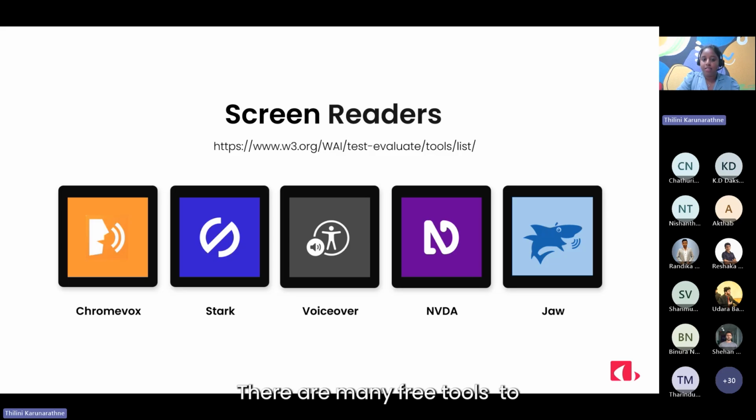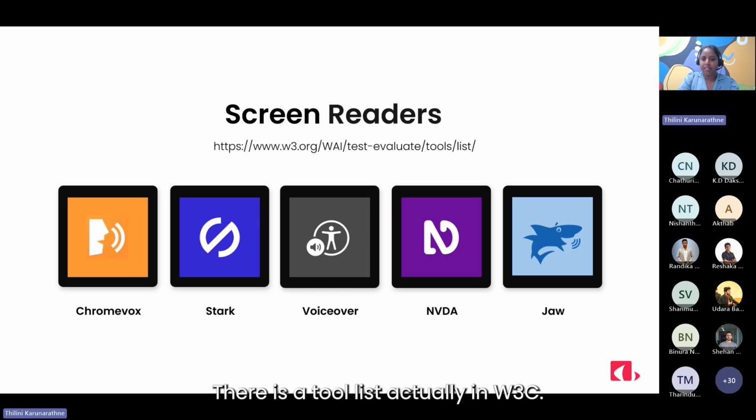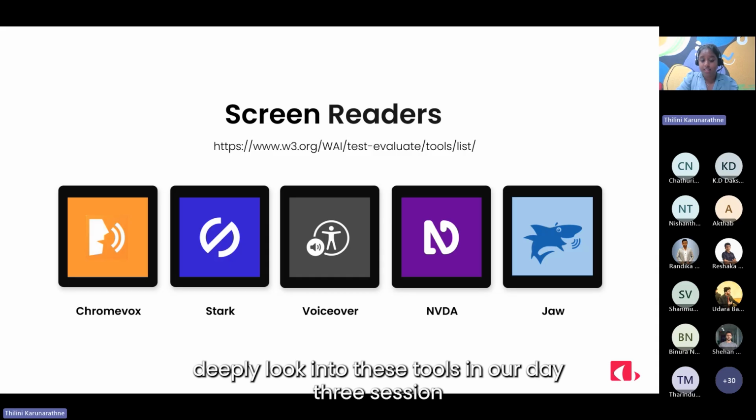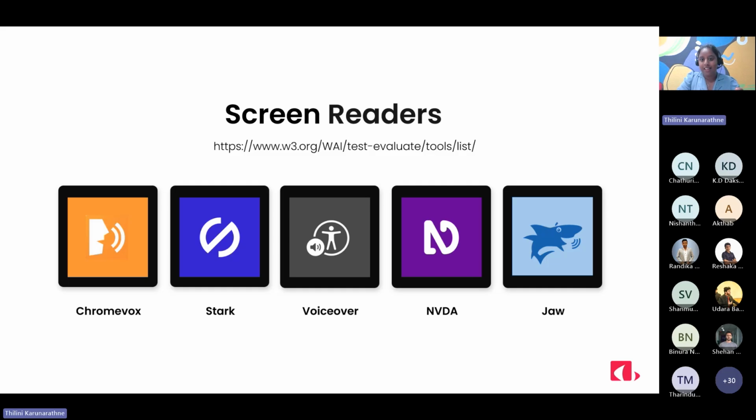There are many free tools like WAVE, Google Lighthouse, and the W3C evaluation tool. There's a tool list actually on the W3C site. However, we will look deeply into these tools in our day 3 session, which is totally focused on accessibility testing. So you will get to know all of these things there.